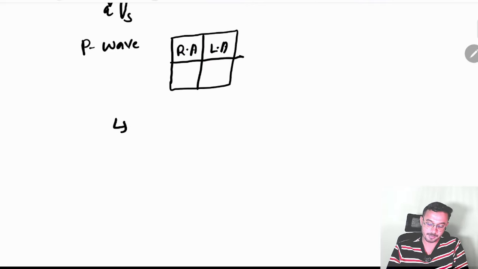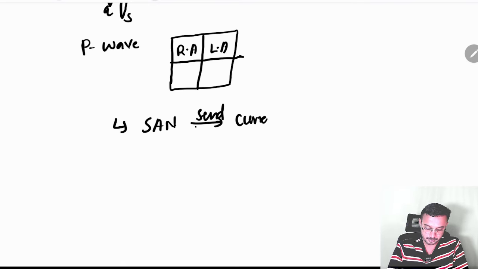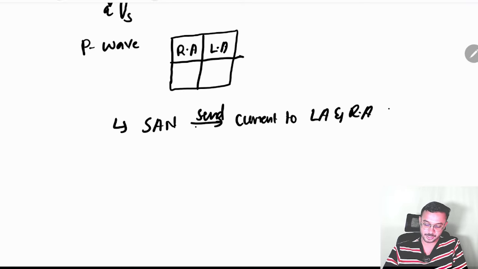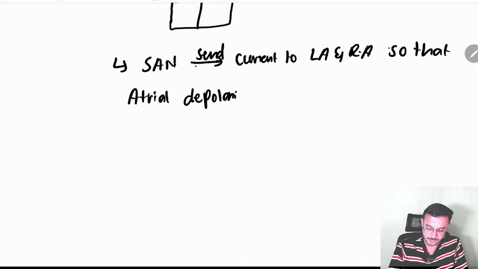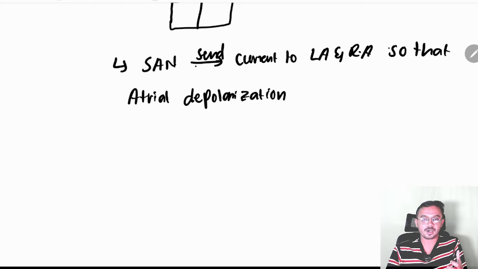So how the P wave is generated in the ECG is that the SA node sends some current to the right atrium and left atrium, so that the atria get depolarized. That's why the P wave indicates atrial depolarization. This is the reason the P wave is generated: current fires from the SA node and is transmitted from the right atrium to the left atrium.